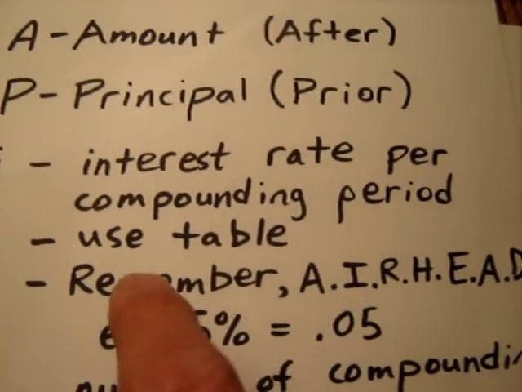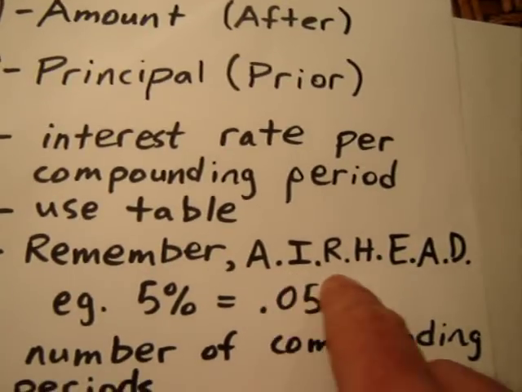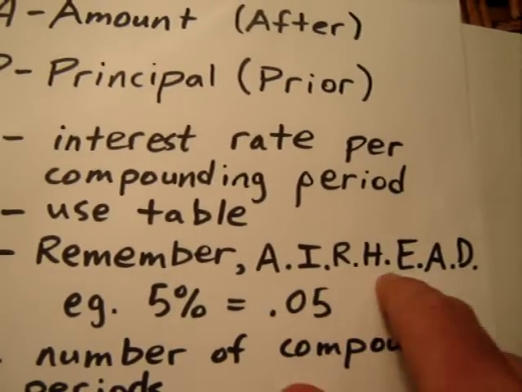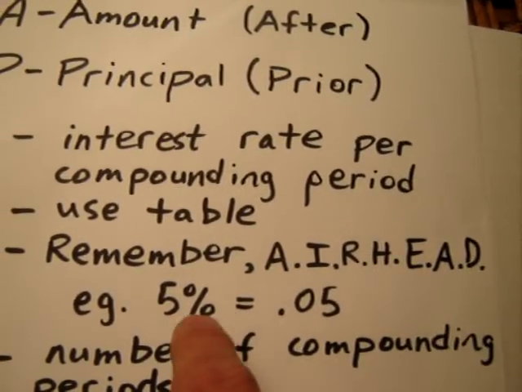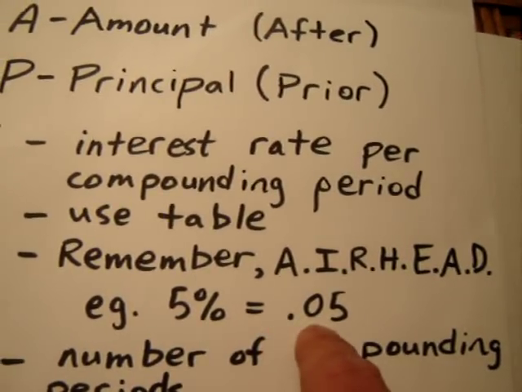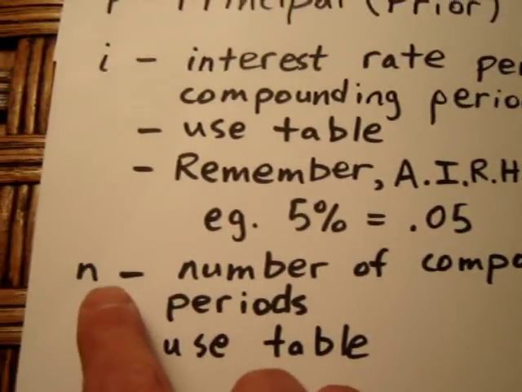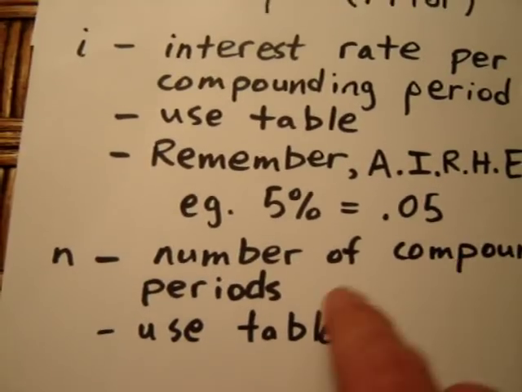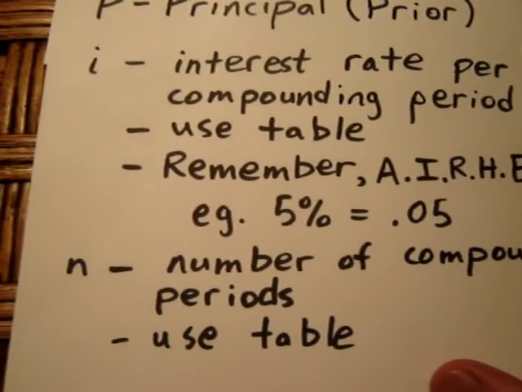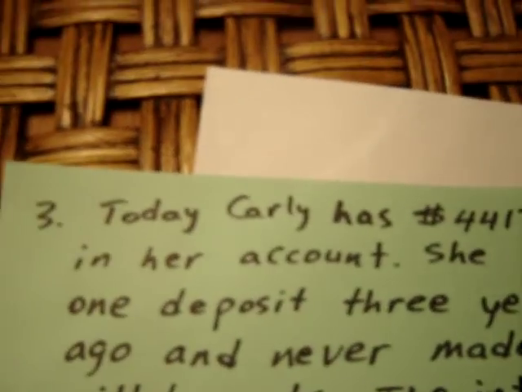And we remember the acronym AIRHEAD, which means annual interest rate has to be expressed as a decimal. For example, 5% is 0.05. And finally, we know that n is the number of compounding periods, and we use the table for that. So our first question that we're going to do today involves Carly.